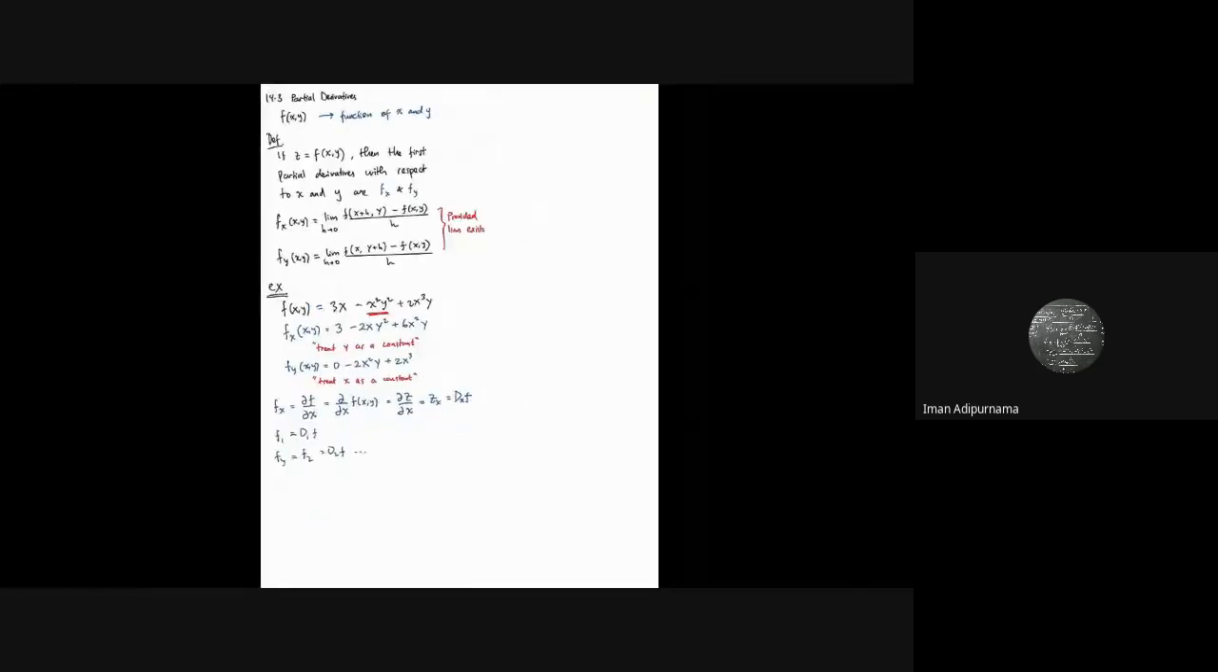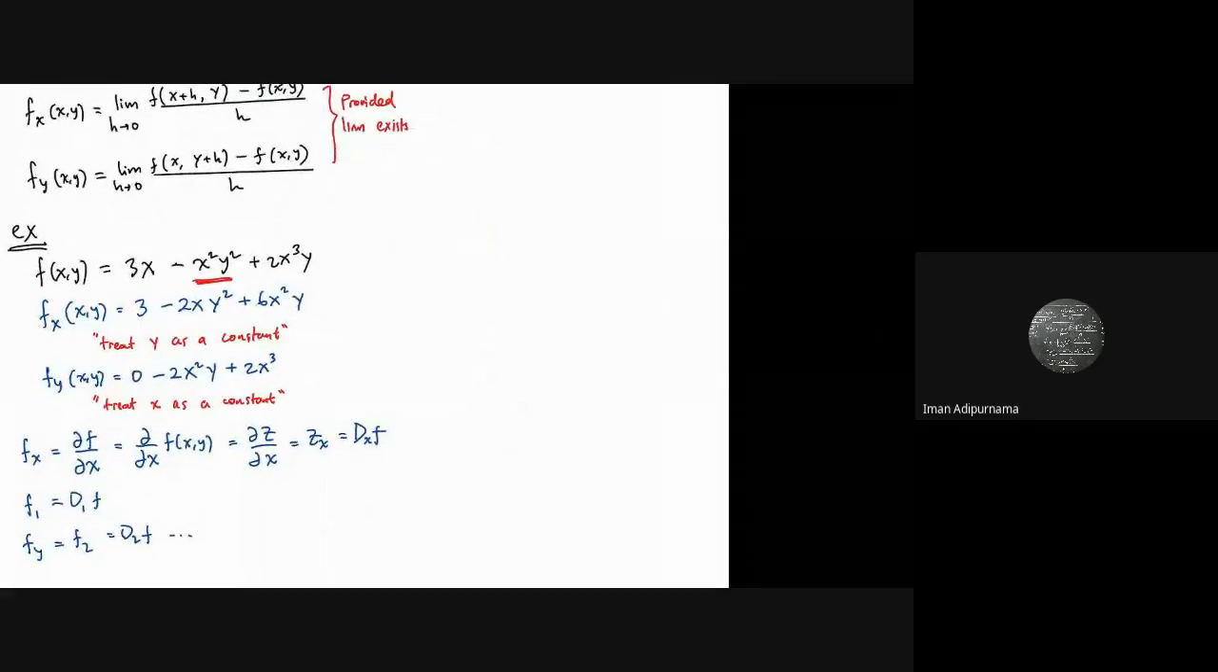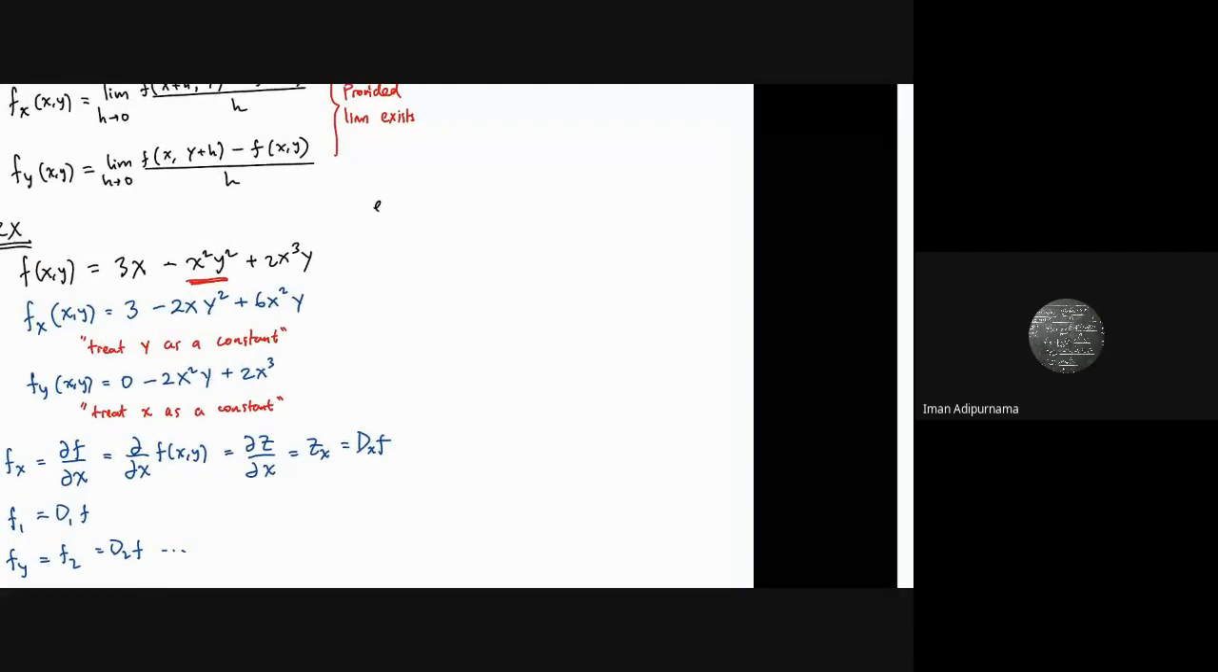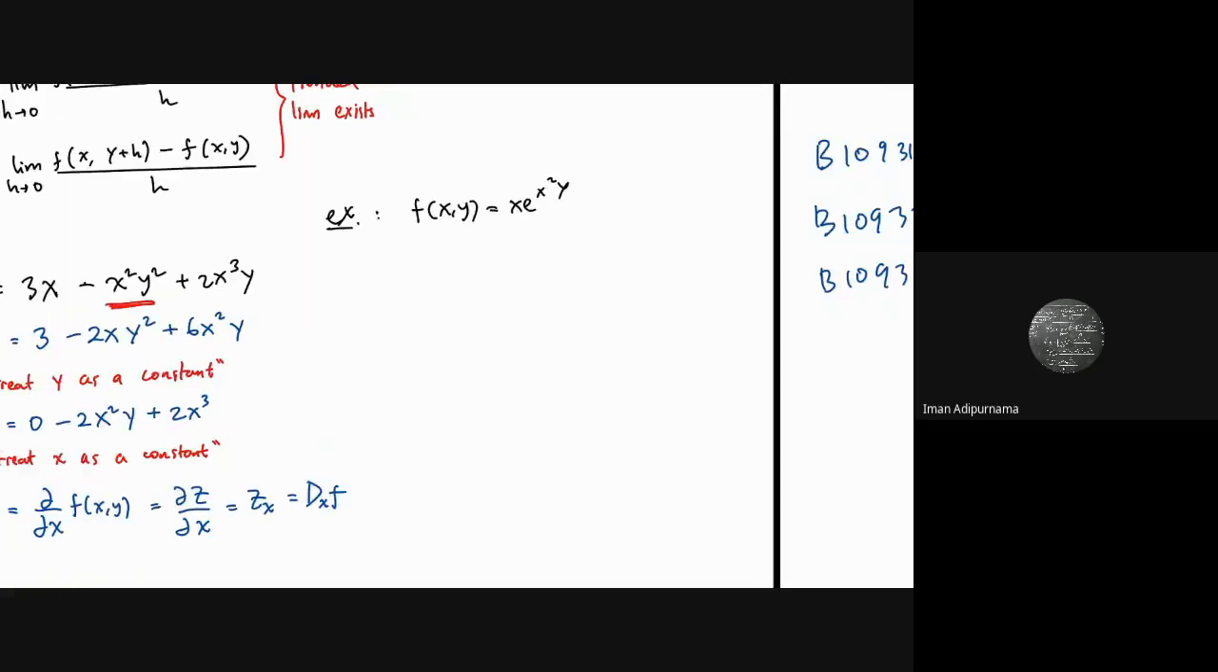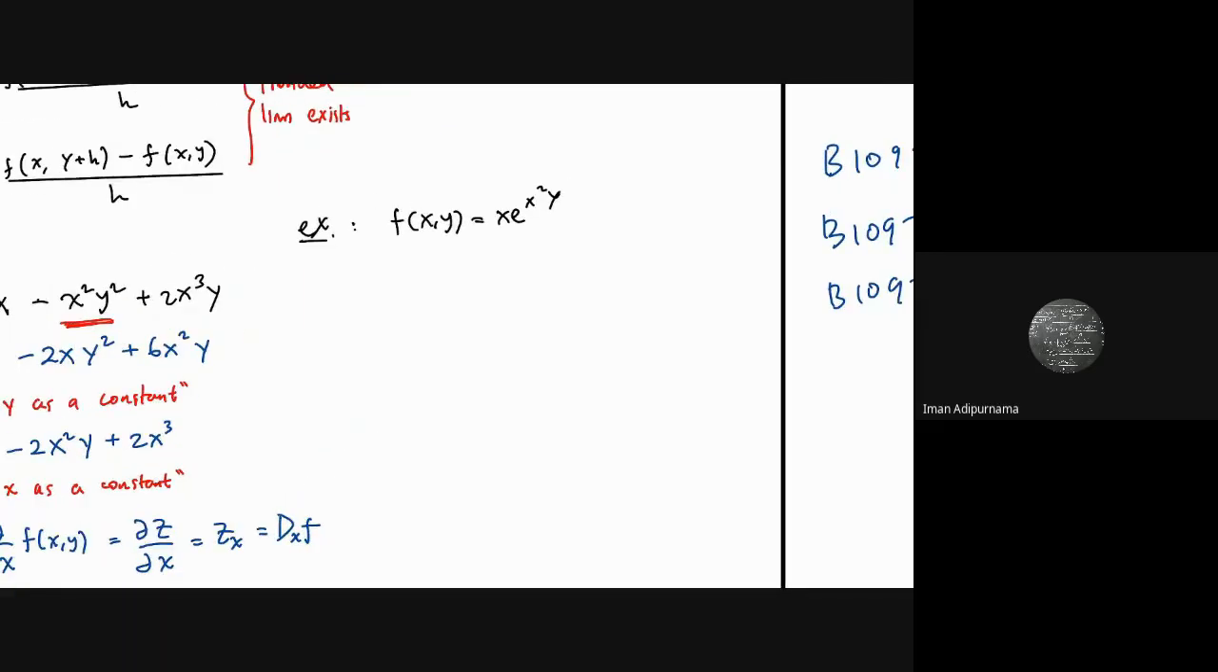Okay, maybe another example. I have x, y, x, and then multiply with e to the power of x squared y. And the question is evaluate partial x, partial y at 1 and 2.